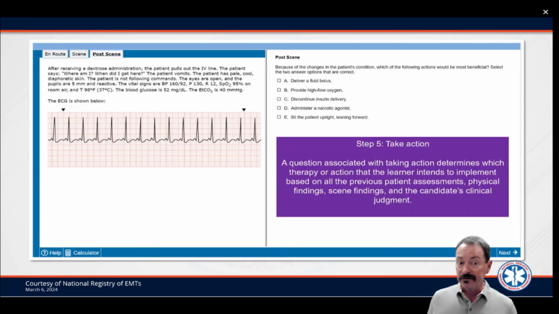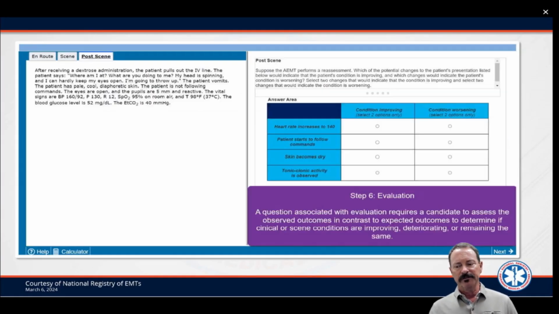Okay, well, what do we think that we're going to do? We see the monitor and it is sinus tachycardia matching the mechanical pulse rate, right? So, I mean, they're tachycardic for some kind of reason, but they're hypertensive. I wouldn't want to give a fluid bolus to this patient. I would want to give the high flow oxygen. If I can disable the insulin delivery pump, I would probably want to do that too. And then administer Narcan and then sit the patient upright. It's giving some correct answers, but you only have two correct answers that you can select.